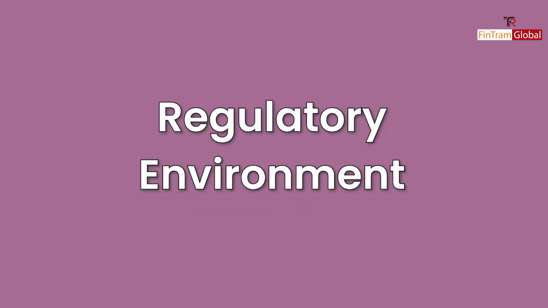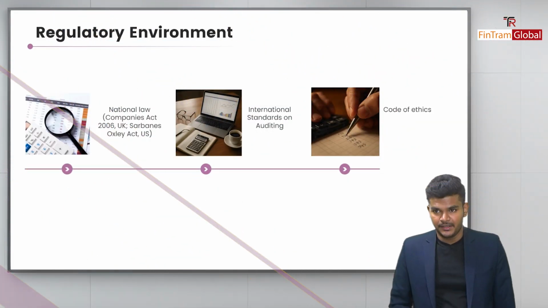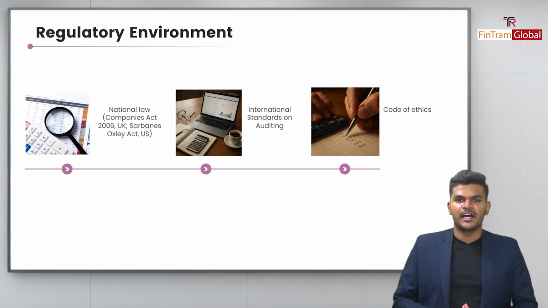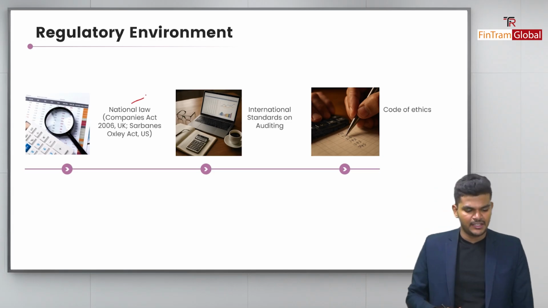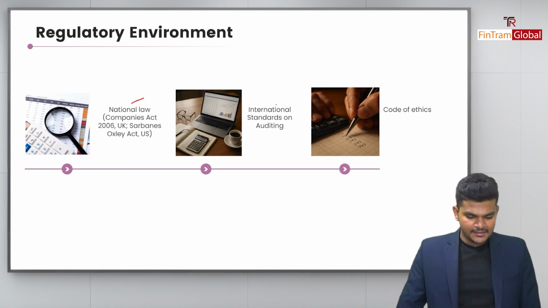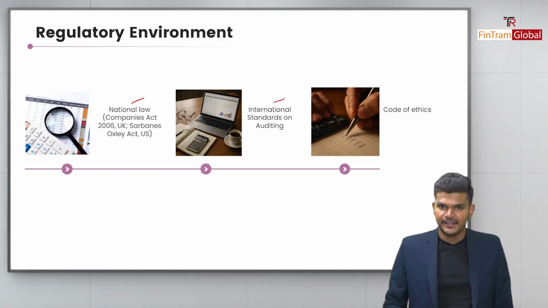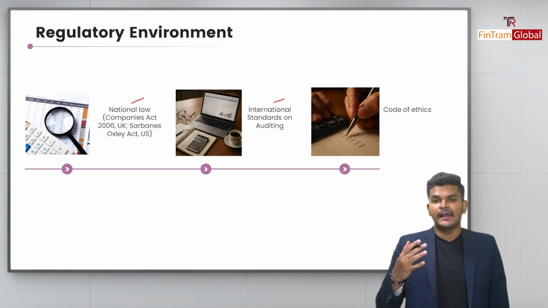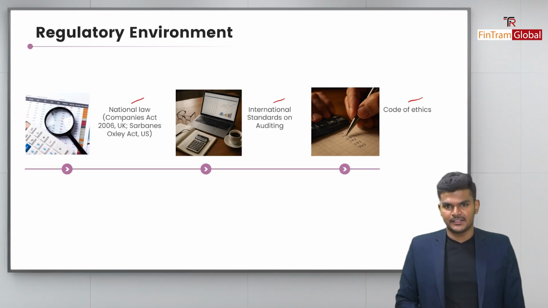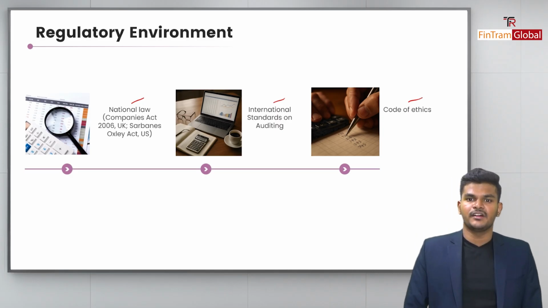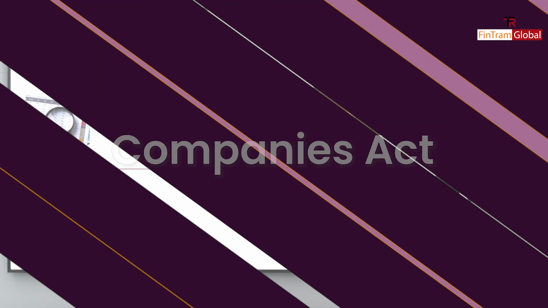All right, moving on to the regulatory environment. Okay, folks. So when it comes to the regulatory environment, there are three primary regulations which we follow. First of all, there is national law. In our case, we are following the UK Companies Act, right? And then there are the International Standards on Auditing as well, and of course, any other audit-related standard published by IAASB, and then the Code of Ethics, which is basically the ACCA's Code of Ethics and Conduct as well as the IESBA standards.